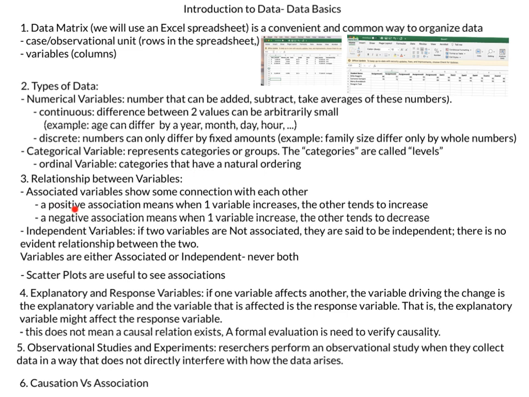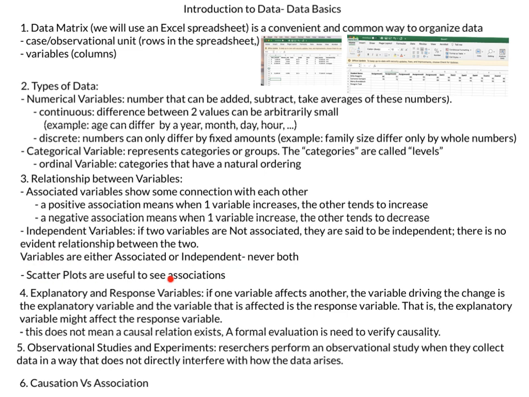Next, we talked about relationships between variables. So we can have associated variables and we can have independent variables. Associated variables show some connection with each other. A positive association means when one variable increases, the other increases with it. A negative association means when one variable increases, the other decreases. If variables are not associated, we call them independent. That means there's no relationship or connection between the two. So variables are either associated or independent, never both.